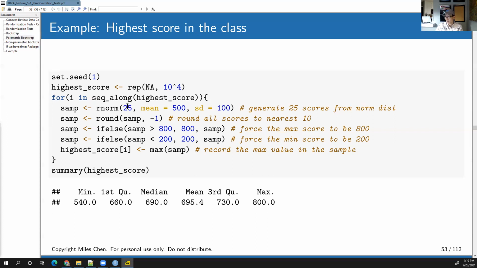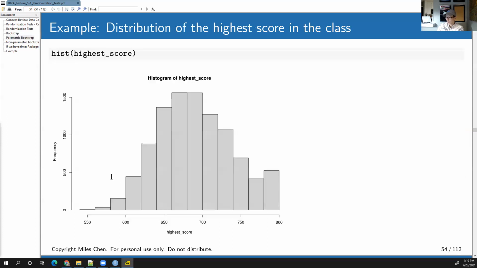Then what we're going to do is take the largest value in our sample, the maximum in our sample, and store that in my vector of highest scores. We're going to do this 10,000 times. So what kind of values do we get? We got maxes of 800, the median is 690, and the minimum is 540.